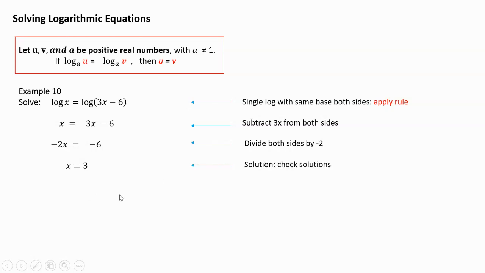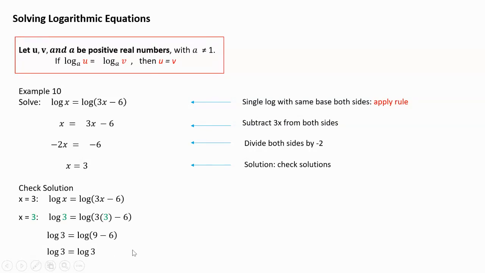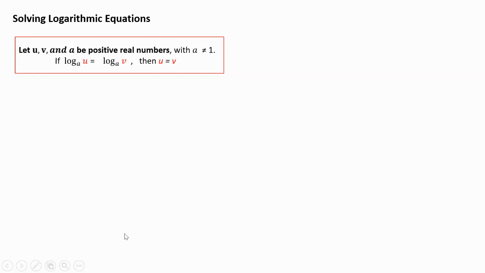And again, here, guys, we can always check our work. So we're going to plug in 3 for the x. We know that 3 times 3 is 9. So log of 3 equals log of 3. So we know it's the correct answer. Okay, now, again, this is using the same property as before.